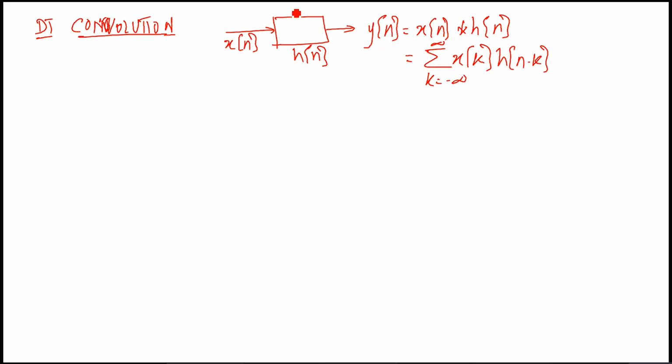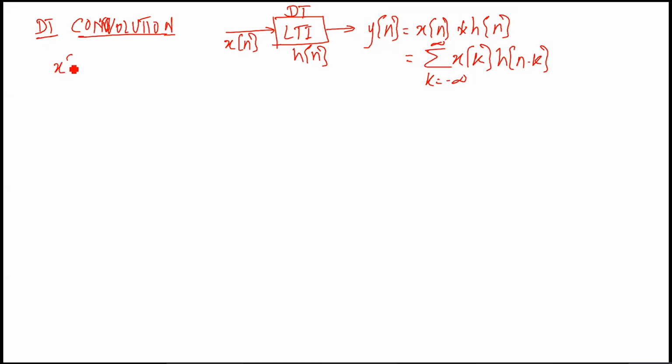It's a discrete time LTI system, so output will be given by this convolution sum. How do we compute convolution? Two methods we have already seen. Now we are going to show you a third method. So first of all, what two methods have we seen?